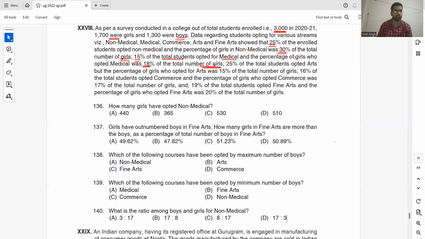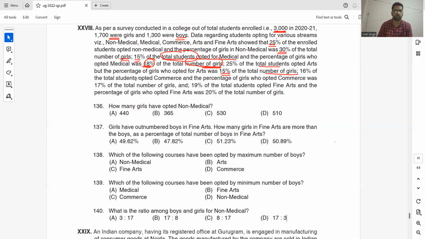Clear? This line is very important. Here, 15% of the total students and 18% of the total number of girls. Similarly, 25% of the total students opt for art, but the percentage of girls who opt for art is 15% of the total number of girls. This line is very important.